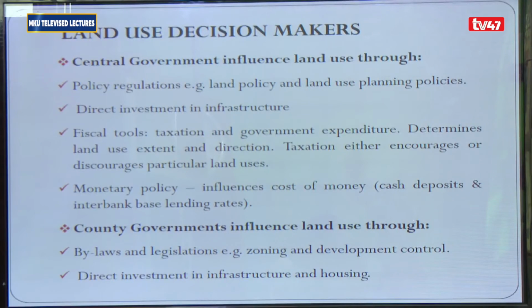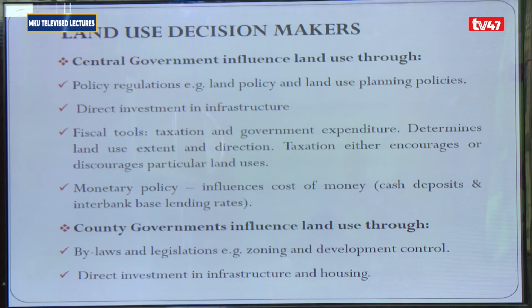Next is the county government. How does county government influence land use? This mainly is through the bylaws and legislations such as zoning and the development control. Later on, we are going to touch on this to see how the county government manages to regulate or even to allocate users according to zone. Next is direct investment in infrastructure and housing, and county governments can do this to stimulate or even to attract people to probably even use land in certain ways.